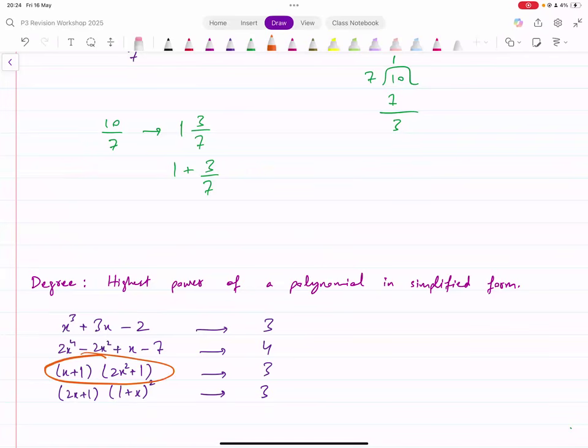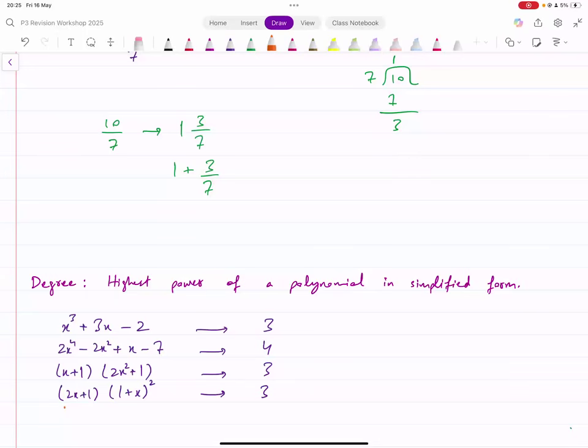This polynomial, what's the highest power? x times 2x squared. The highest power would be what we get after multiplication of x and 2x squared. In simplified form, the highest power is 3. We say that's the degree.